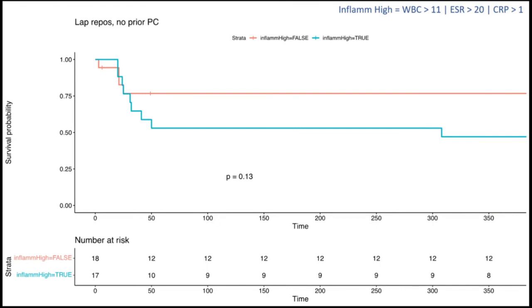Specifically with laparoscopic repositioning, the blue in this survival curve is known high inflammatory markers. I wrote the criteria in the upper right of the slide: a high white count, ESR, CRP. And then the red curve is either known low inflammatory markers, or we just didn't have that data, so it was imputed as high.